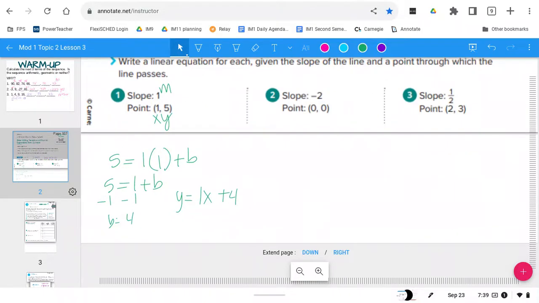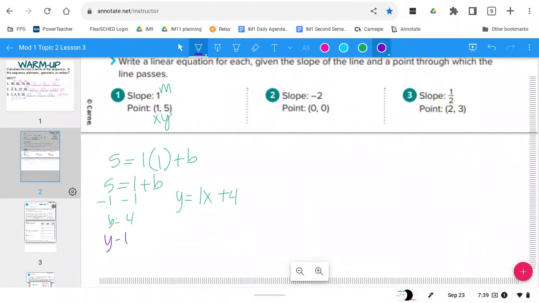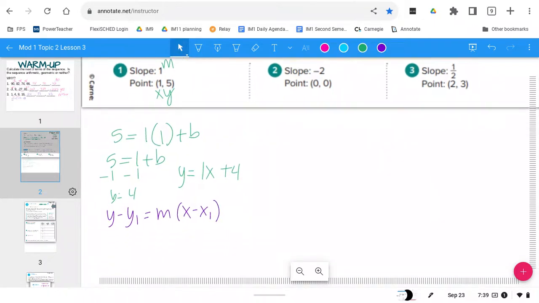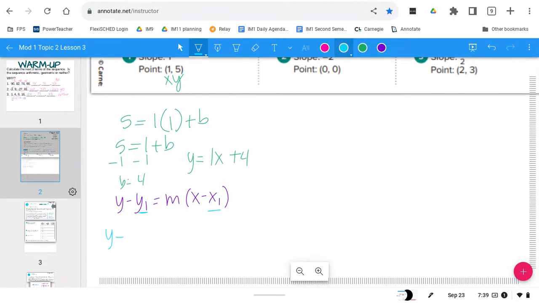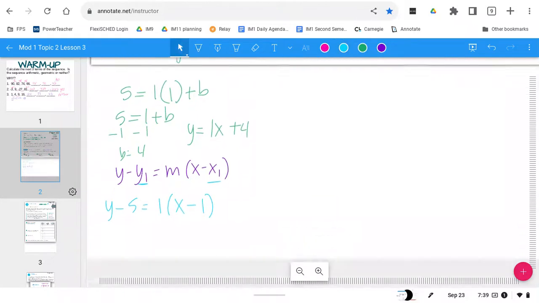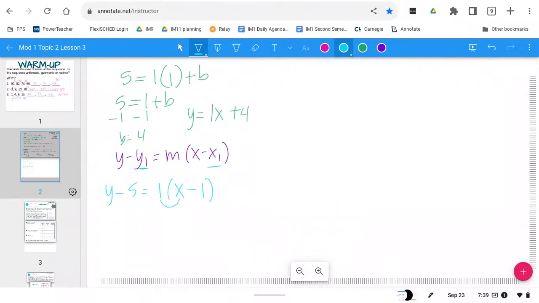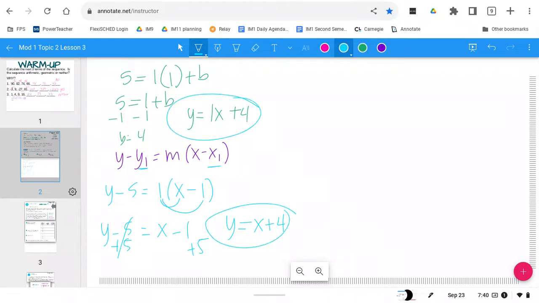So if I show you guys point slope form, this might be new to some of you, but I like it. So your points are going to go in for the x1 and y1. So I'm going to say y minus the y value, which was 5. The slope is 1, and then x minus the x value, which is 1. So now all I have to do is simplify. 1 times x is x. 1 times -1. And then the last step is to add 5. So -1 plus 5 is 4. The exact same answer.